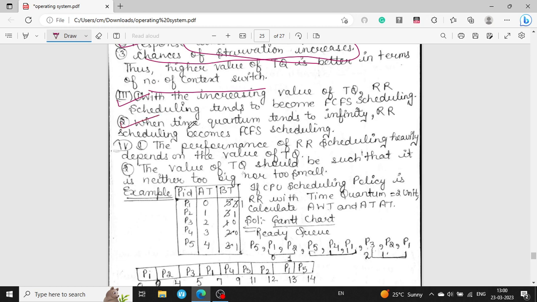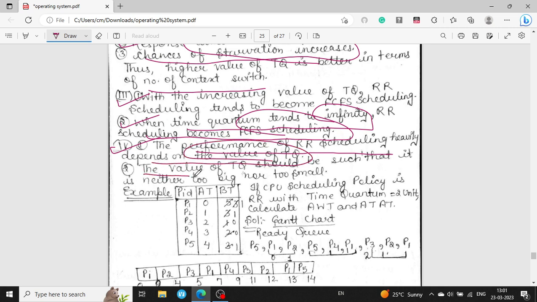And second, when time quantum tends to infinity, round robin scheduling becomes first come first serve scheduling. Fourth important point, the performance of round robin scheduling heavily depends on the value of time quantum. The value of time quantum should be such that it is neither too big nor too small.